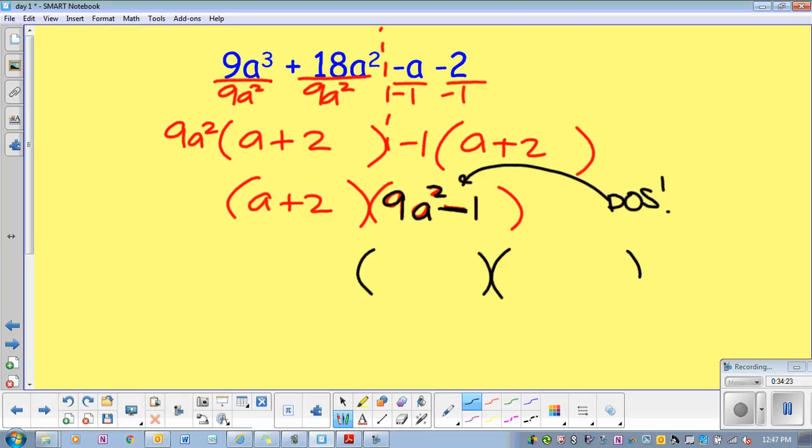So now double parentheses, opposite signs. What is the square root of 9a squared? 3a. And since that is in the first term spot, you have to put it in the first one together. And then the square root of 1 is 1. There we go.